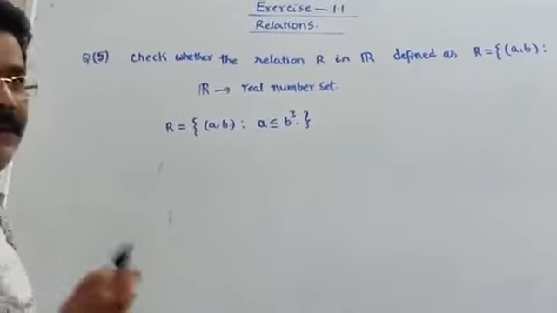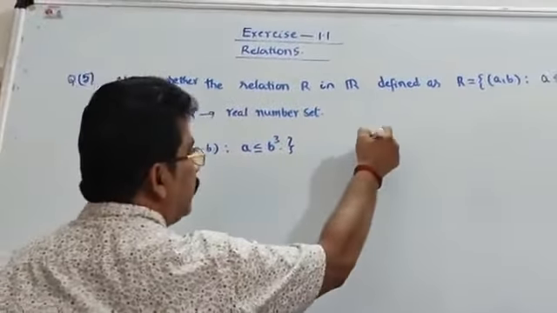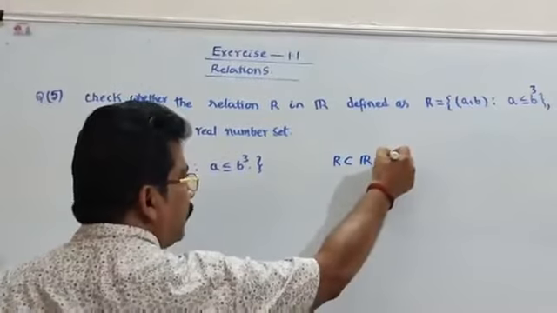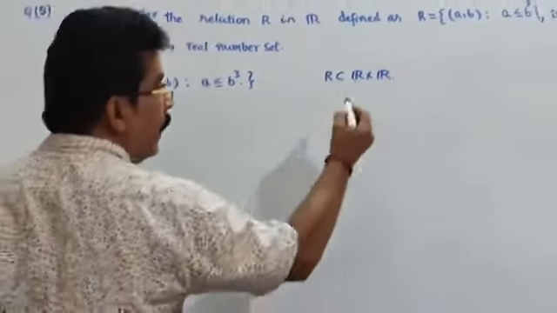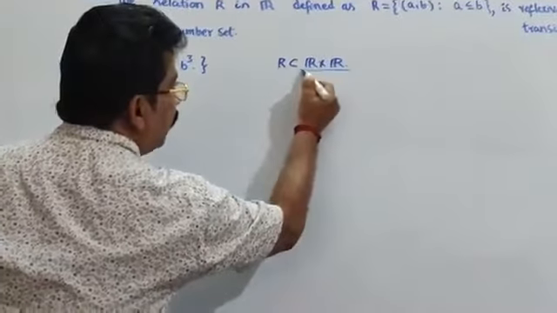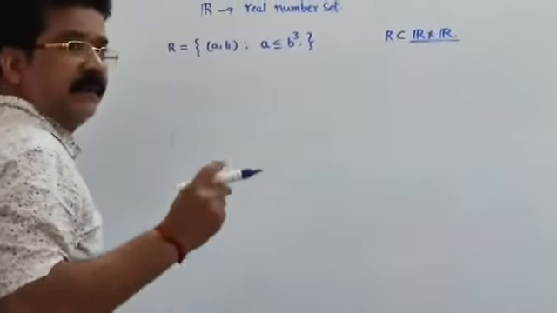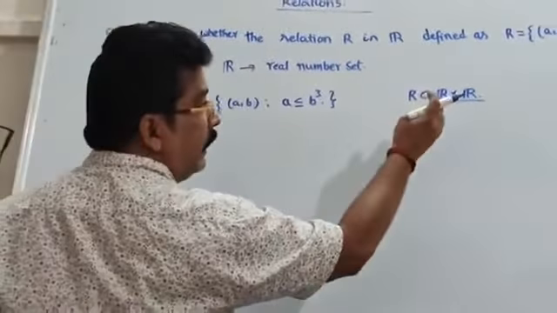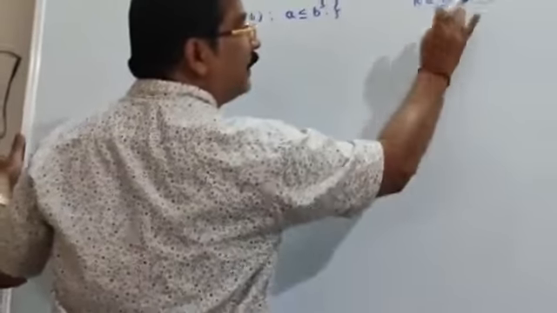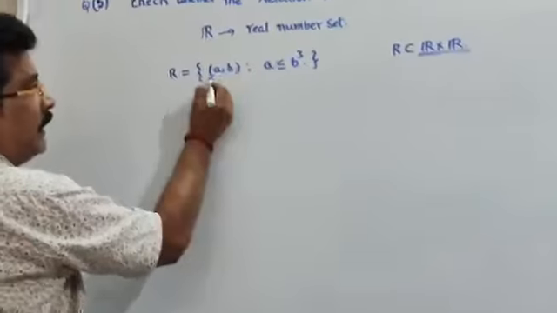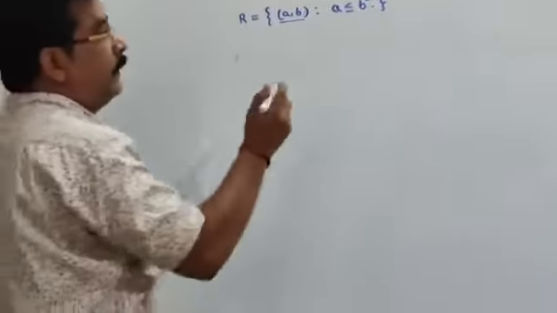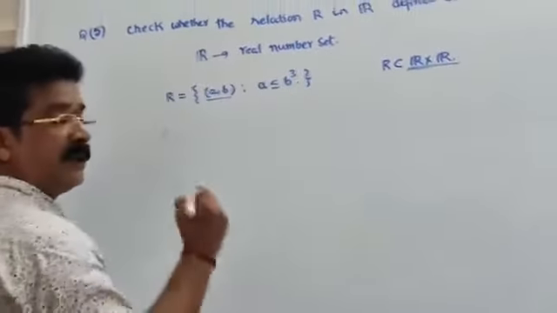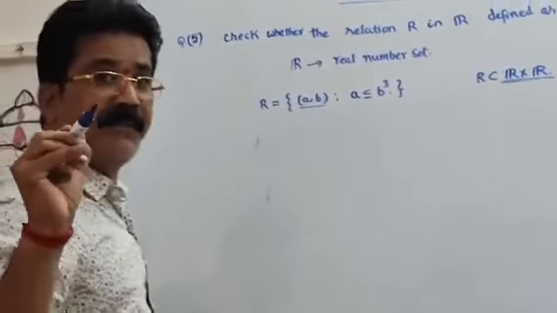This is capital R. Actually, the meaning is that capital R is a subset of R cross R. Of course, R cross R contains infinite elements, and each element is one ordered pair. From that infinite set, he has chosen the ordered pairs (A, B) so that the first coordinate is less than or equal to the cube of the second coordinate. This is the complete meaning.